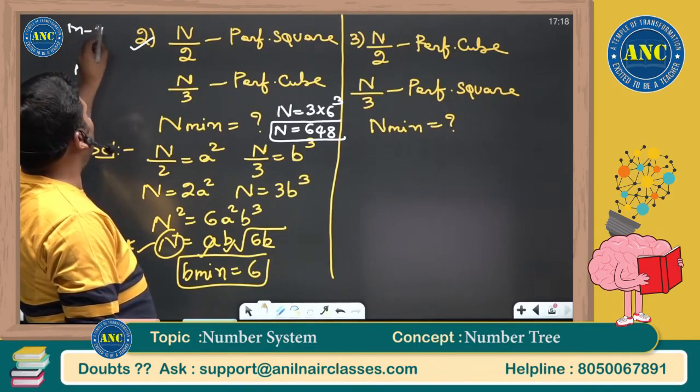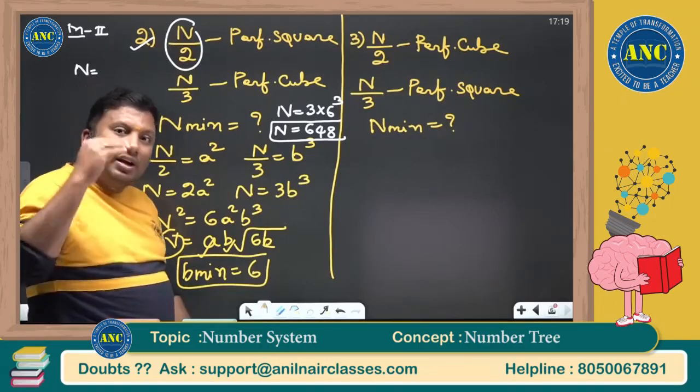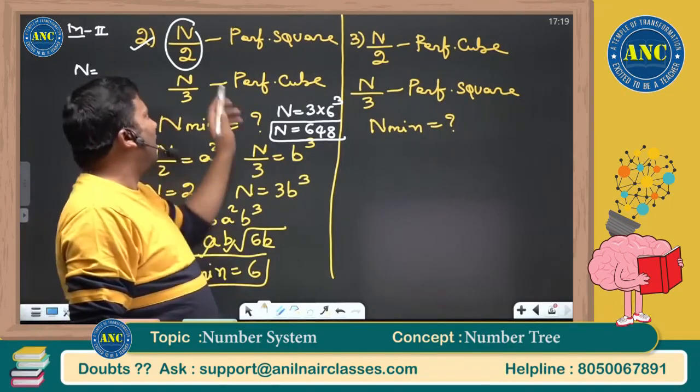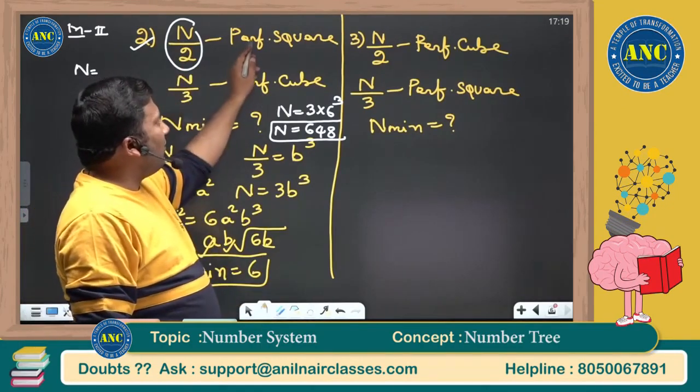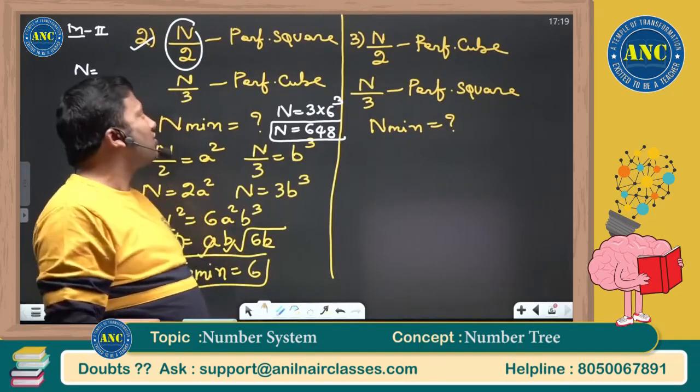Method 2: what you can do is, n by 2 should be a perfect square. A number when you divide by 2 should be a perfect square. That means n should be divisible by 2. Perfect square means it should be of the form 2 square, 2 power 4, 2 power 6 and so on.